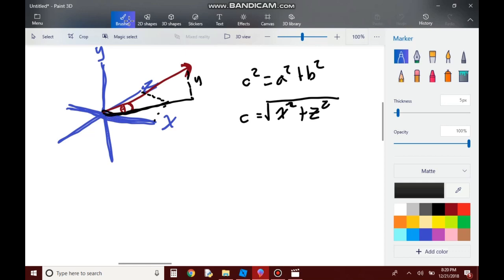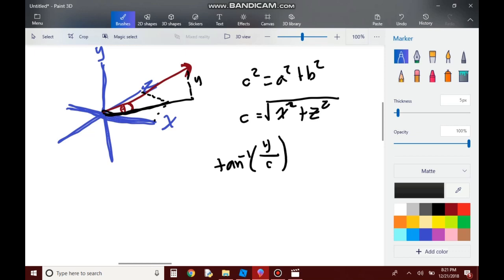So now that we have this component, we can solve for this angle using tangent. So we can have the inverse tangent, and it'll be y over x, or in this case c.